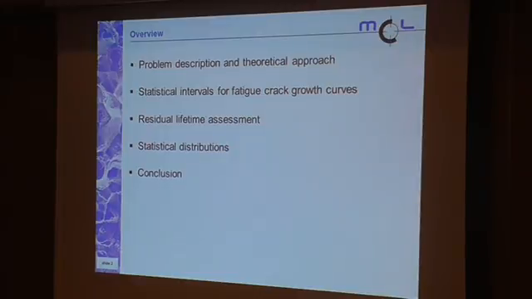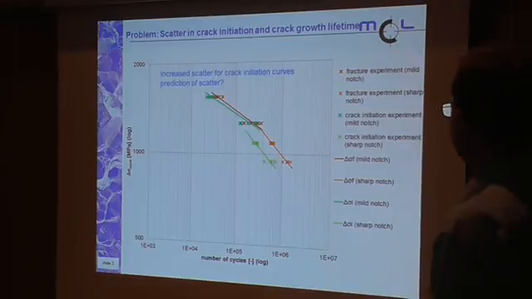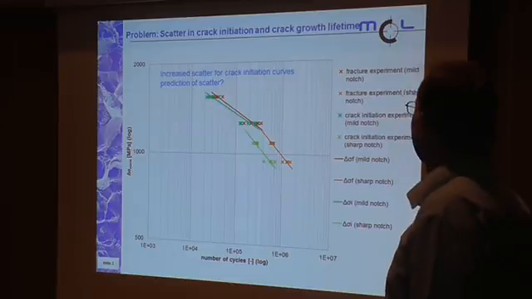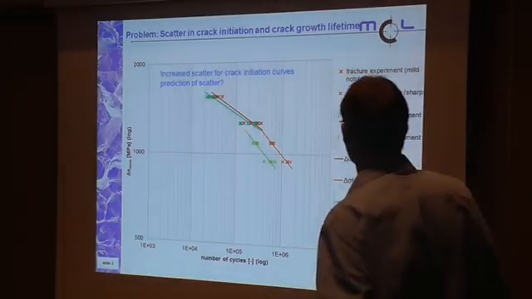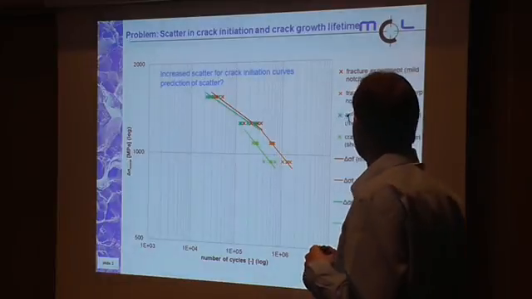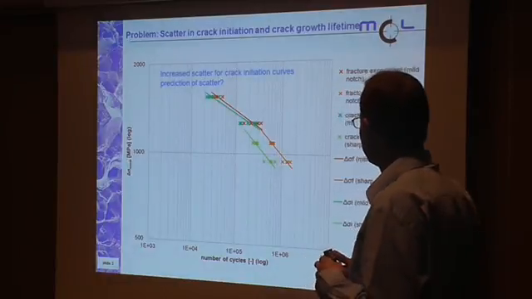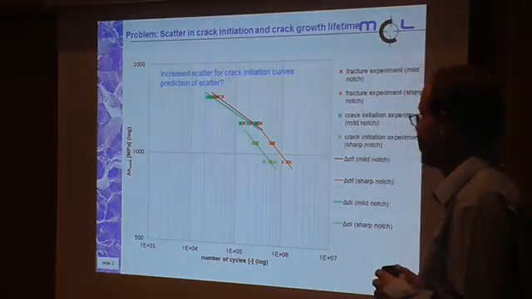So, starting with the problem description, I try to give some statistical intervals for the residual lifetime assessment due to fatigue crack growth. And that's basically the idea that we start with. We wanted to get correct crack initiation lines and fatigue end-of-lifetime curves in S-N curves. And of course, you see a pronounced statistical scatter here.